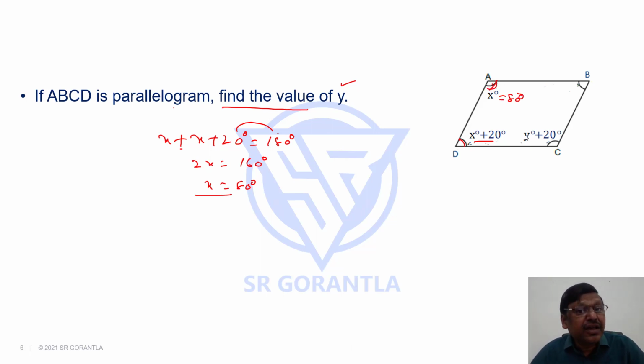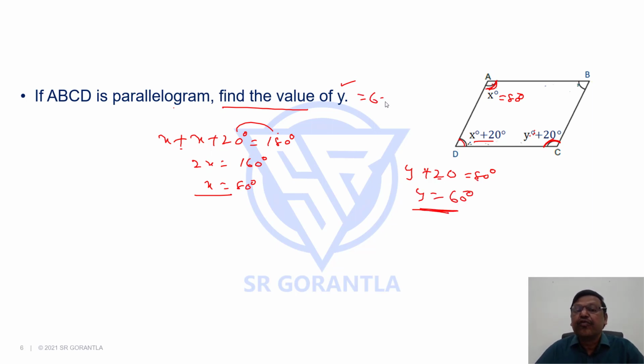But opposite angles are equal, we've discussed. If angle A is 80 degrees, angle C is also 80 degrees, but angle C is y plus 20. So y plus 20 equals 80 degrees, or y equals 80 minus 20, 60 degrees. So our answer is y is 60 degrees. Right? Let's take up one more example.